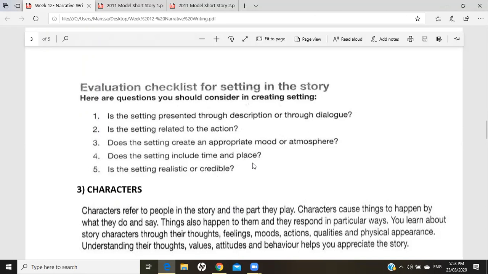So setting is really important, and setting goes in your exposition, which is the beginning of the story. When we looked at the plot diagram, we would have seen under exposition in the box, they said that this is where setting is introduced. So all these different things we're describing, place and time and so on, go at the very beginning of the story. So any questions on setting?